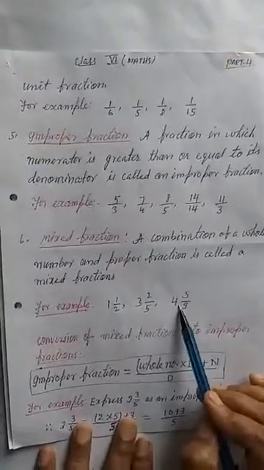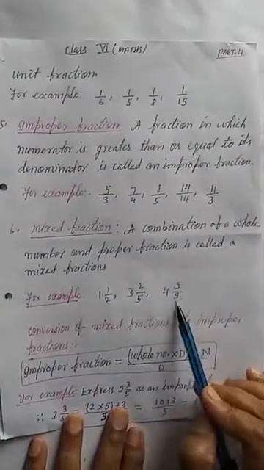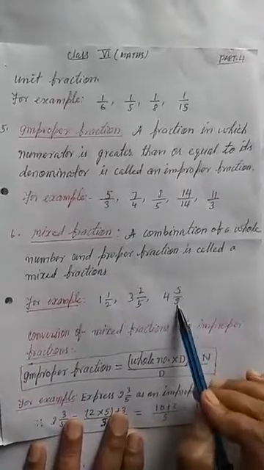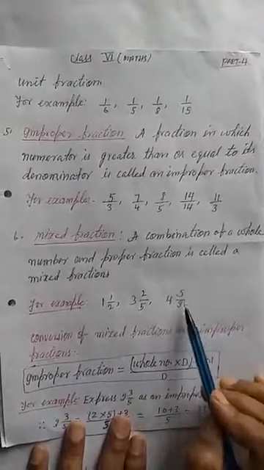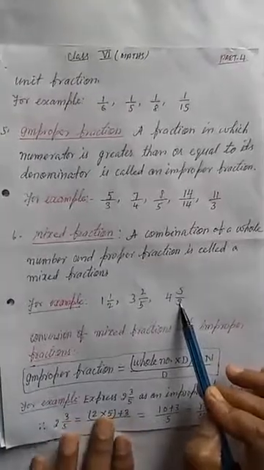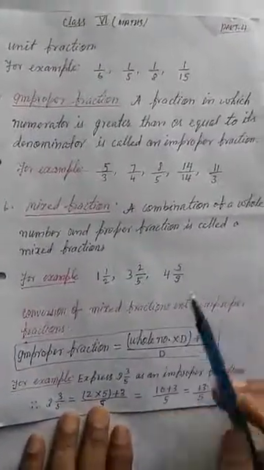Similarly, I am taking this example. 4 is a whole number, and this is the part, 5 upon 9. So 5 upon 9 is a proper fraction. Okay. So proper fraction, you know the definition: the numerator is less than the denominator. So this was the topic. On the basis of this, now how we have to solve the question.